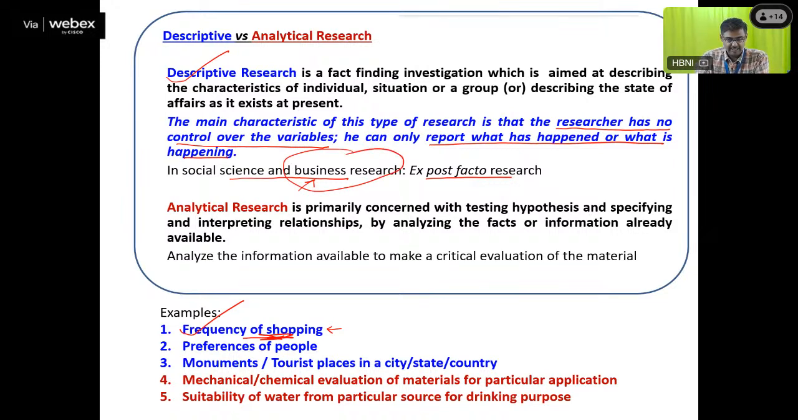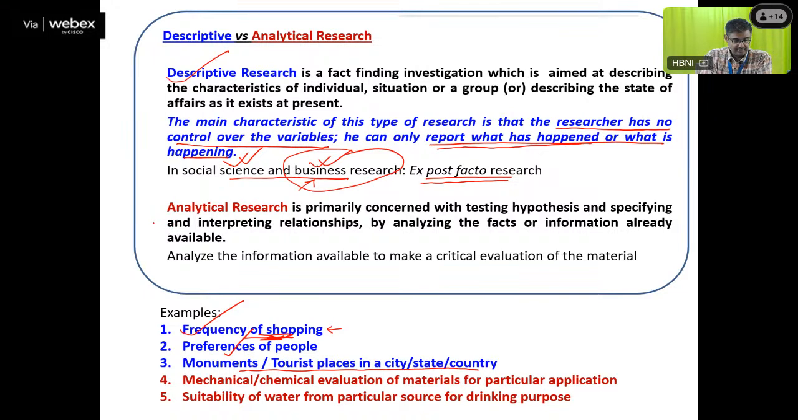Now they have no control over the people who are doing shopping, but they just have to go with the report, what has happened, and then they do an ex post facto research. Means after what has happened, they sit down and analyze the data and do a research. Which are the products which are attractive, which are economical, and which products people are buying. So this is very important for business and also in social science, to know the preferences of the people, like monuments and tourist places in the city that people are visiting.